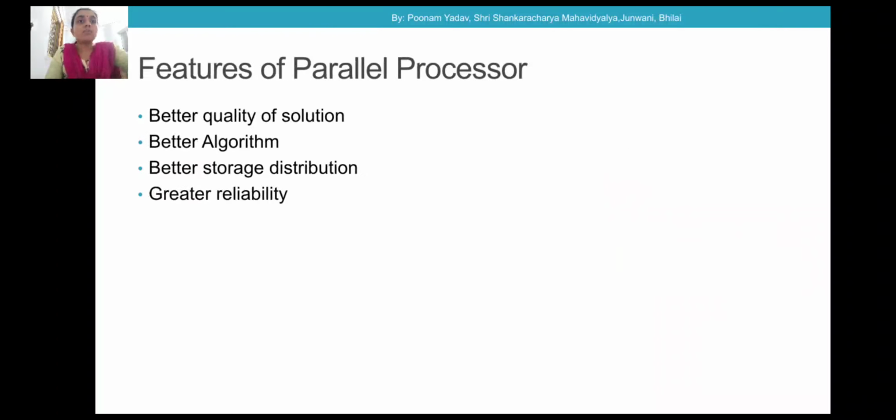Now, what are the features of a parallel processor? The basic, very general feature is better quality of solution.